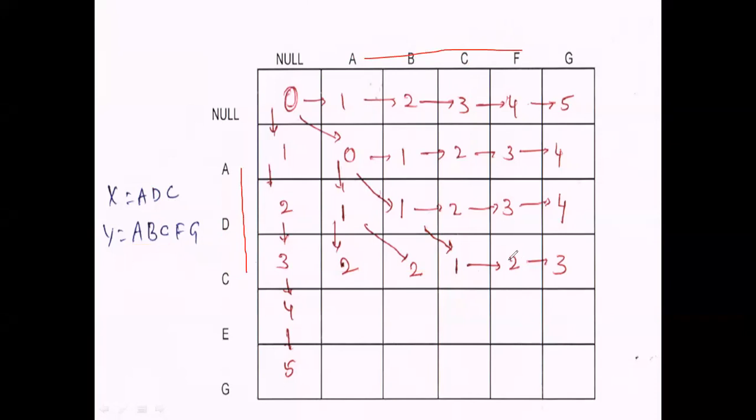That means, suppose R is not equal to C. So R is not equal to C. We consider the minimum value of the 3 values, 1, 2, 3. The minimum value is 1. 1 plus 1, that is an inserting operation, so 1 plus 1 is 2. That means ADC is converted into ABCF.